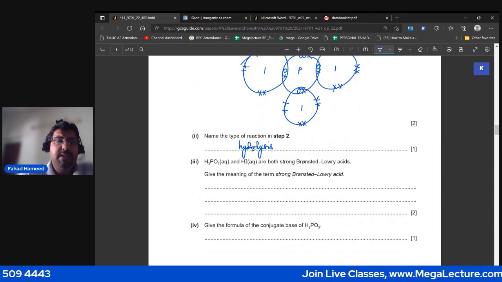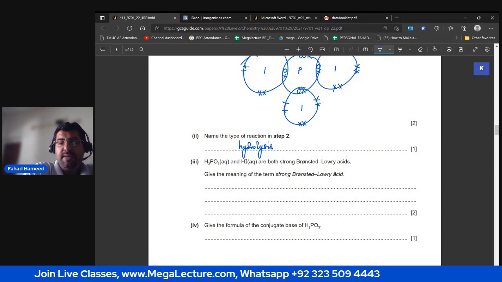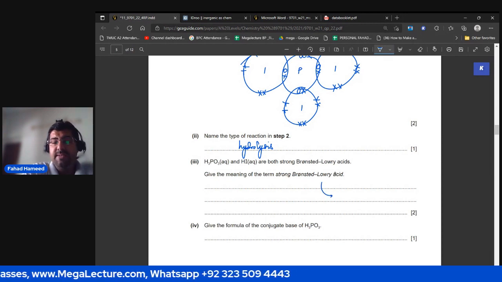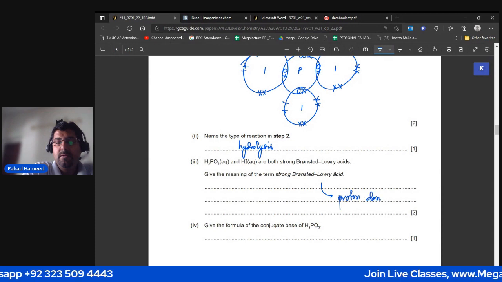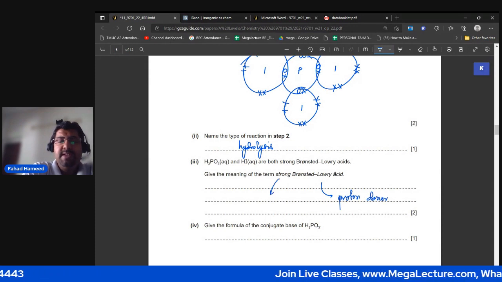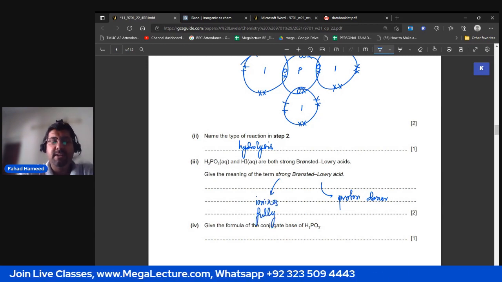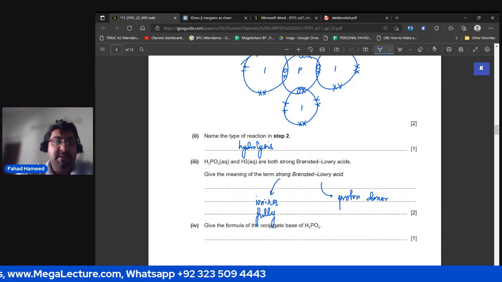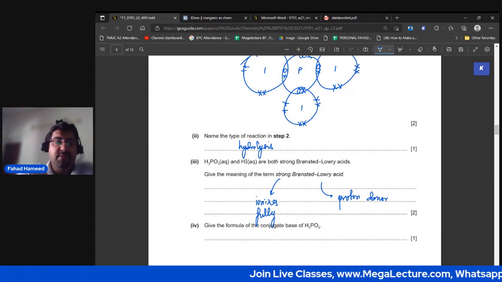Now, H3PO3 and HI are strong Bronsted-Lowry acids. Give the meaning of the term Bronsted-Lowry acid. A Bronsted-Lowry acid is a proton donor. And strong means that it ionizes fully, like it doesn't do that partially. So it's a Bronsted-Lowry acid that fully ionizes. That's what strong means, and proton donor, that's what an acid is.